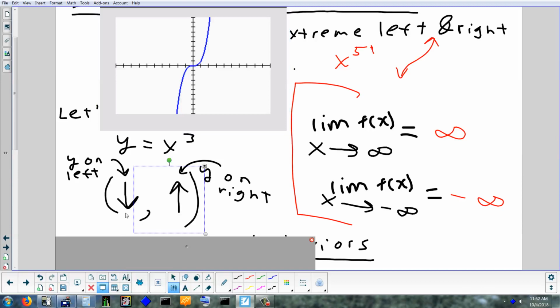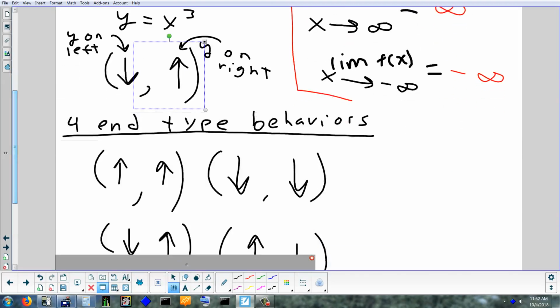Up on the left and down on the right. Yeah, you got up on the left, down on the right. So how many different combinations in total? 4. Yeah, 4 different combinations. Both up, that's like your parabola, something of that shape. Both down, even something like that. It does some little twists and turns in the middle. Who cares about that? It's going down on each side.